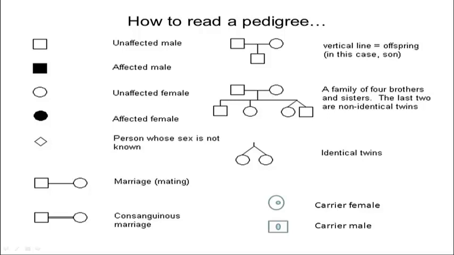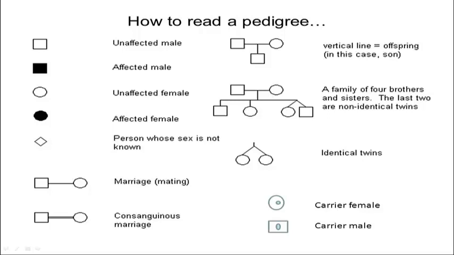Now if we go down to our fifth symbol, the person whose sex is not known. This usually is going to refer to an individual that has not been born yet, or was a miscarriage and sex had not been determined yet or had not developed far enough yet. This could also represent an individual that we knew was a sibling of someone else in the tree, but we did not know if they were male or female.